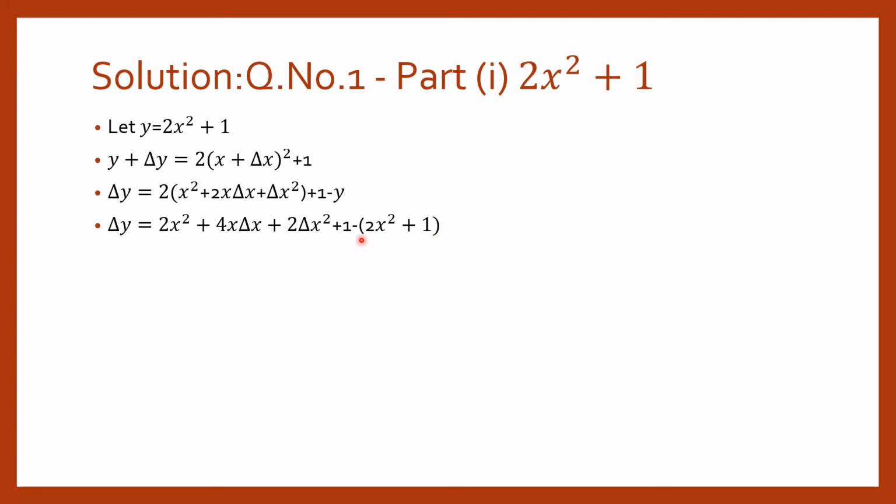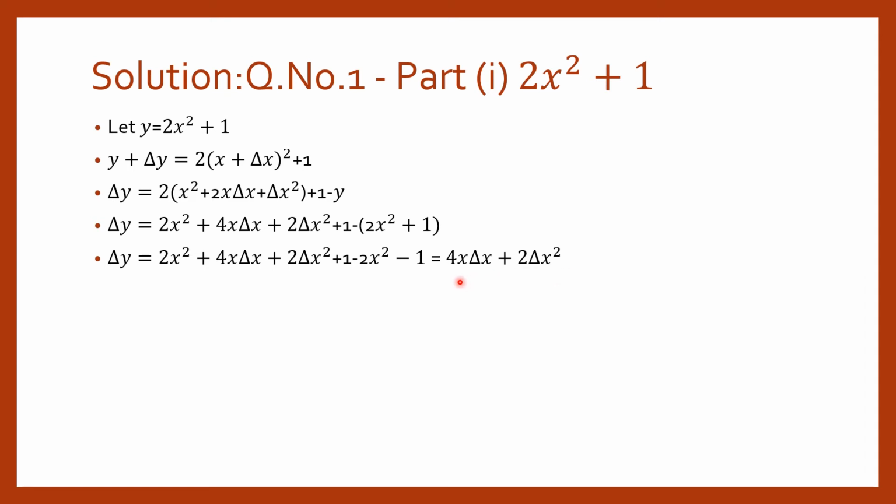And next step, I will open up this bracket. Let's do it now. You can see I have simplified it. I have opened up this bracket, and now what do I observe? This 2x square got cancelled by this 2x square. This one got cancelled by this one. And I'm left with only these two terms which I have written here.